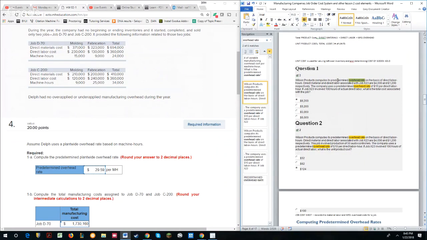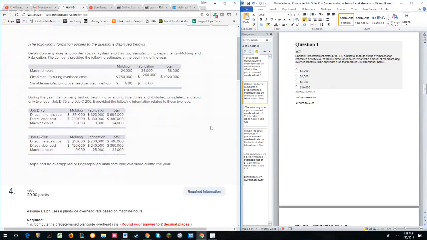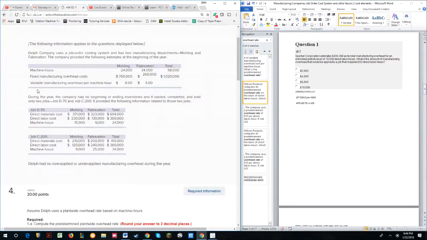Okay, so predetermined plant-wide overhead. Predetermined plant-wide overhead. So isn't that going to be, how do we come up with that? That was the 58,000 times the 12, since they just have their actual numbers here. Yeah, I think that's what threw me off.